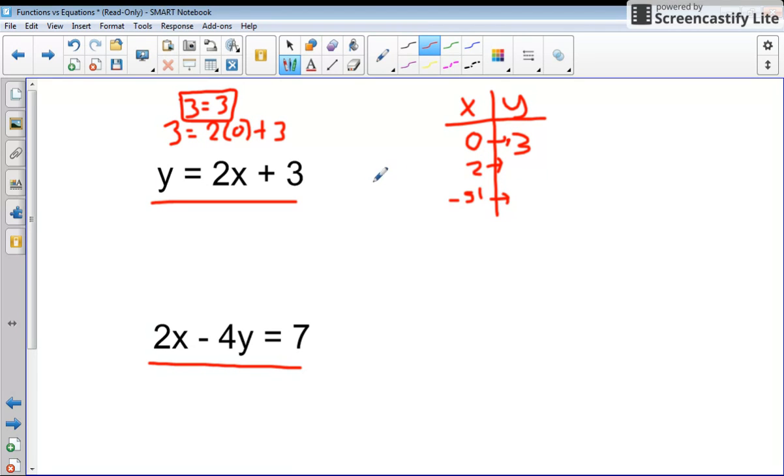So it's really simple. If I were to plug in 2, I think it would be 2 times 2 is 4, plus 3 is 7. For negative 51, I think I would get negative 102, plus 3 is negative 99.